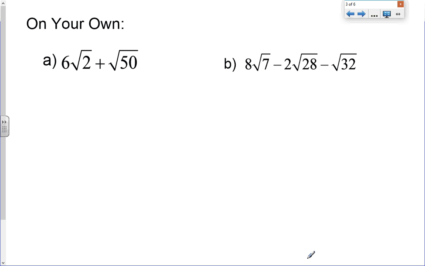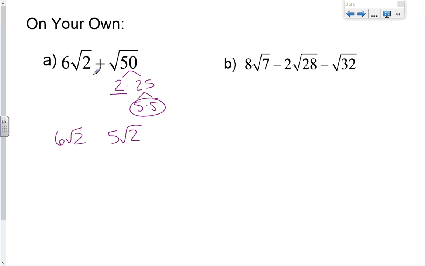So the square root of 2 is already prime, so we know we're done there. I'm going to call this 2 times 25. The 2 is prime, and the 25 is broken down into 5 and 5. We should have 5 square roots of 2. This is 6 square roots of 2, and it says we're adding those together. So we should have 11 square roots of 2.